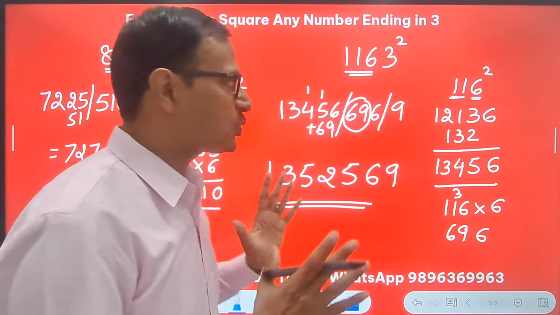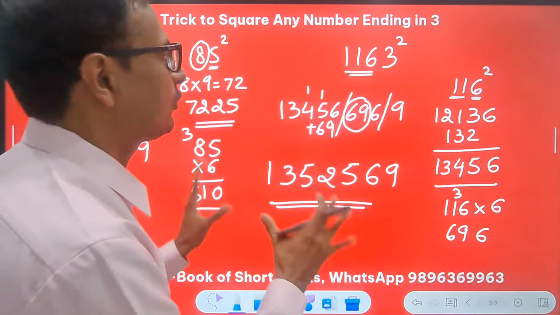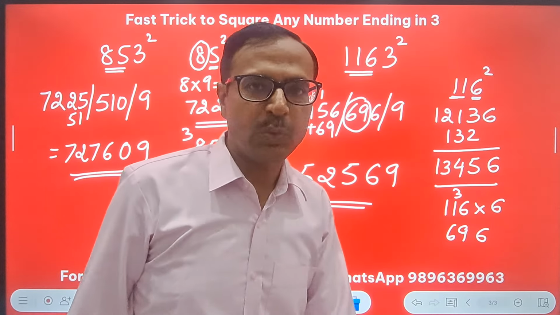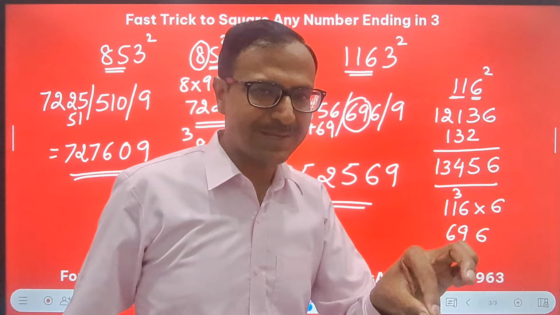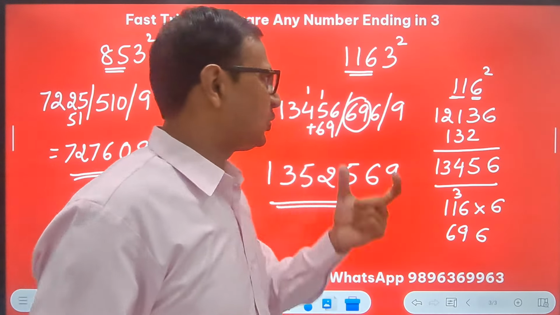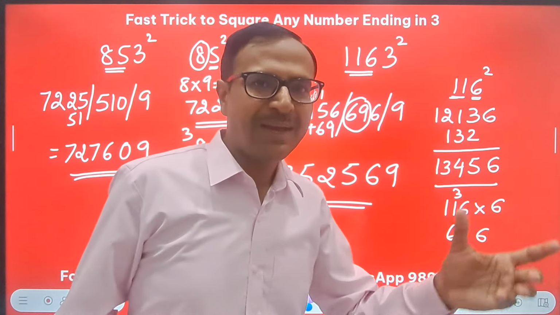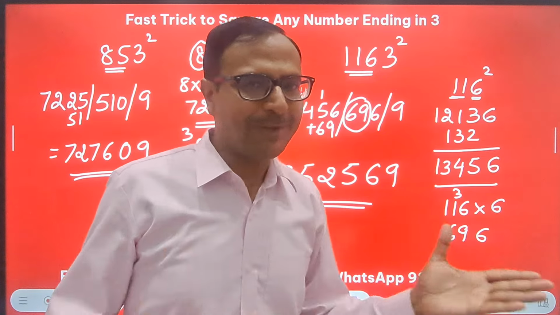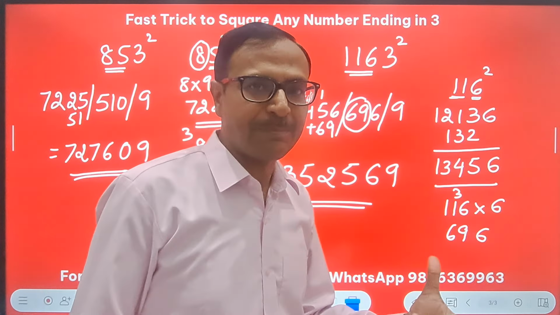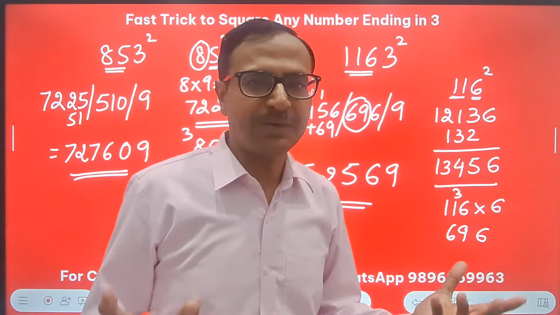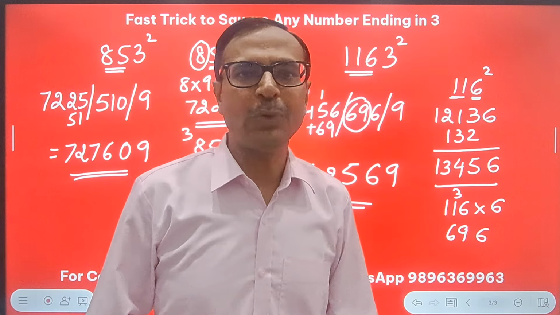So I hope you have understood the logic behind what we are doing here and why we are doing that. A plus 3 whole square. A square plus 6a plus 9. Those are the three terms I am writing here, and I'm getting my square very easily. So understanding plays a vital role when you have to remember something. Otherwise, you will see the trick, you will admire the trick, but you will never apply the trick. So if you know the concept, you are bound to apply it.